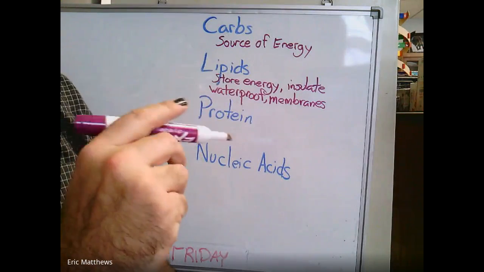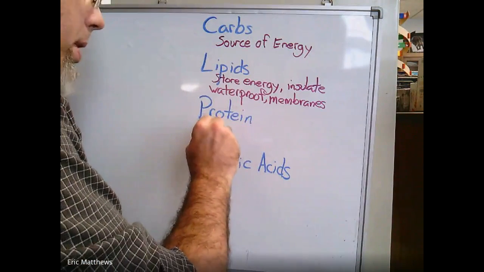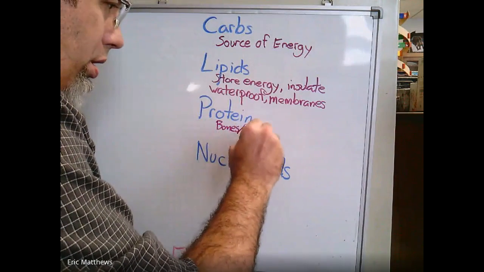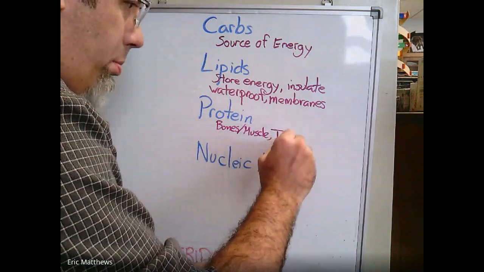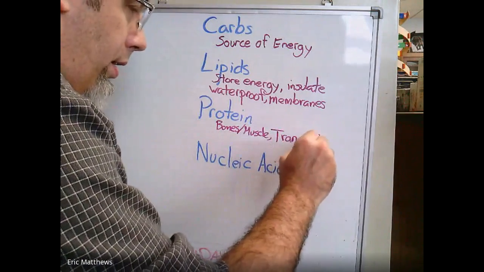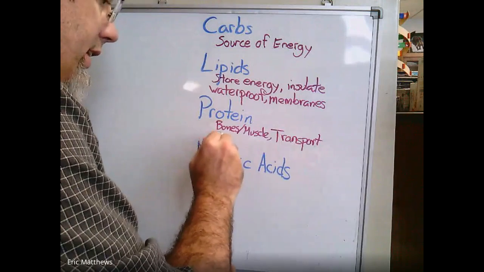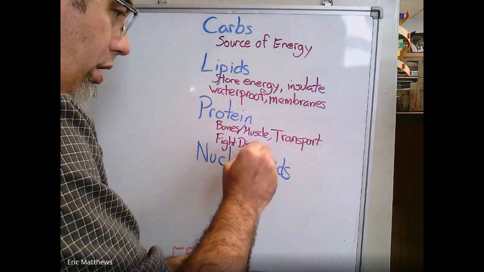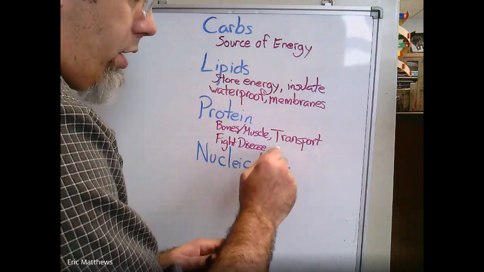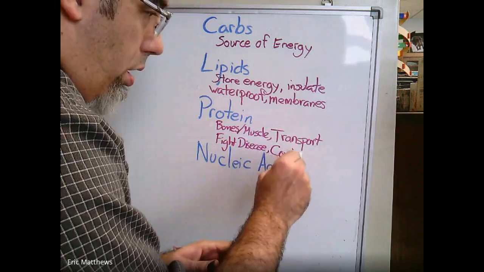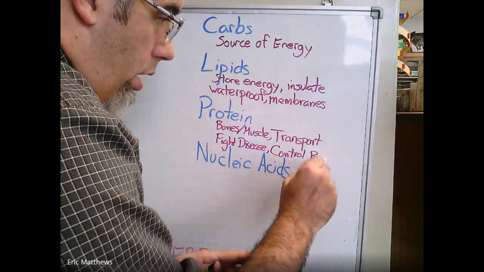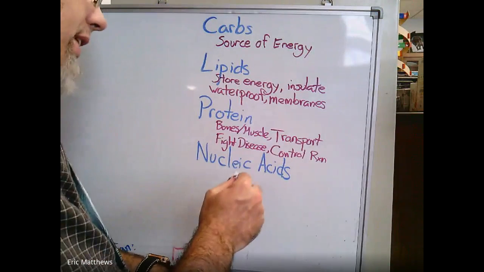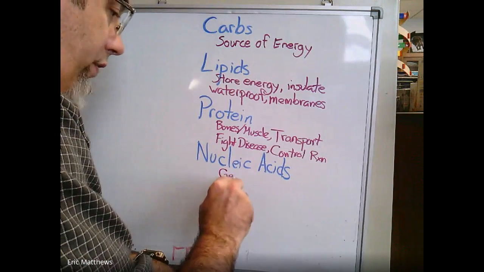Proteins, another one that's got a lot of stuff to do. It is the bones and muscle. They do transport, moving things around. They fight disease. And remember, they control our reaction rates. That RxN means reaction. And then finally, the nucleic acids. This is our genetic information.